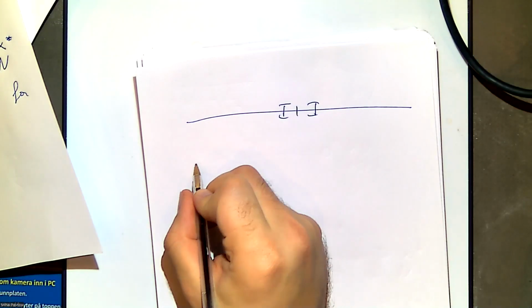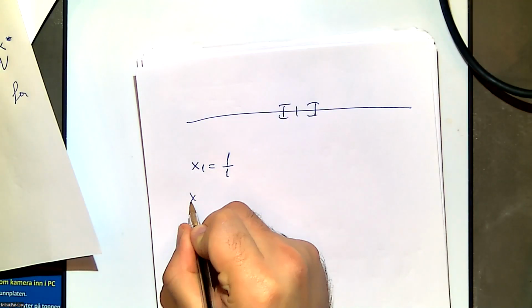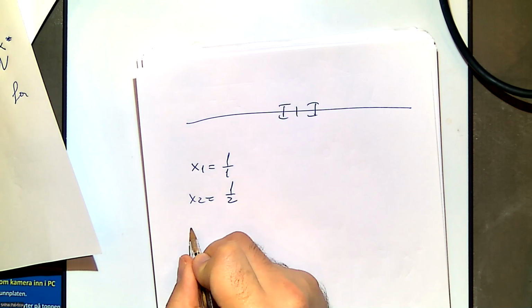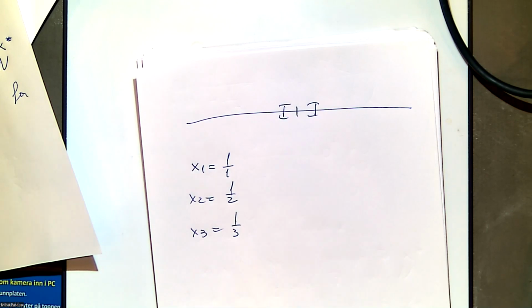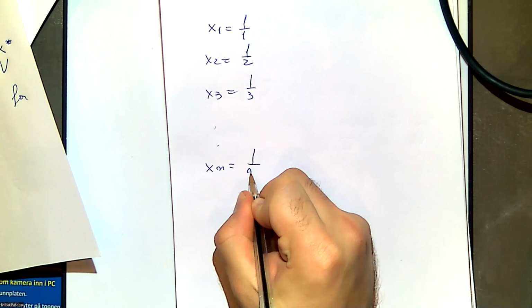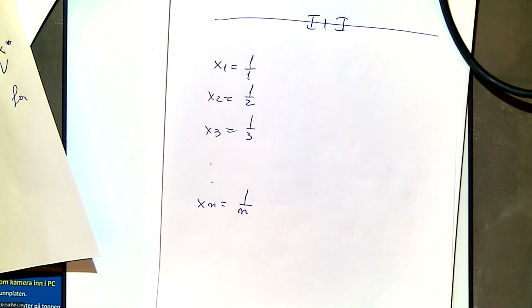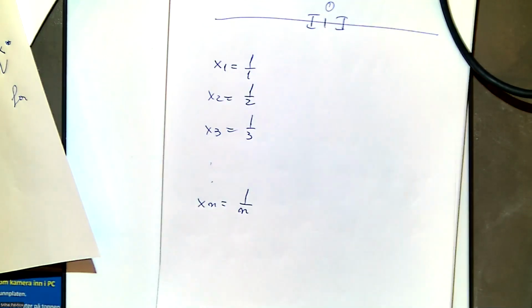Now let's take an example. Let's take the sequence x1 equal to 1 over 1, x2 equal to 1 over 2, x3 equal to 1 over 3. I think you get the idea. xn is equal to 1 over n. Right? Hopefully you will believe it after I show you that this sequence converges to 0.